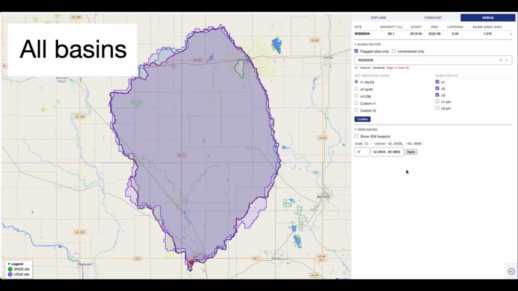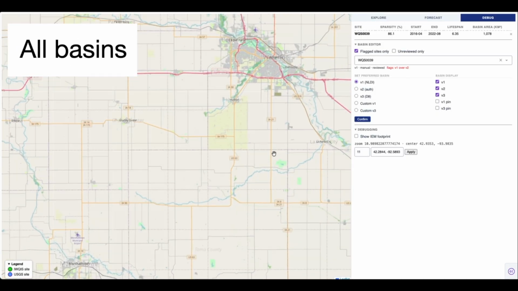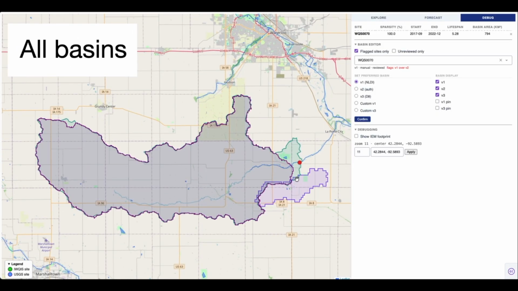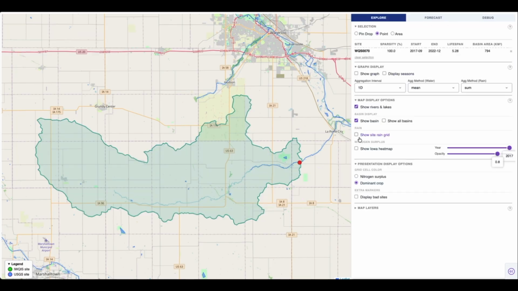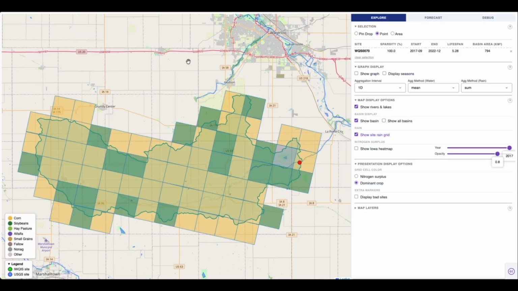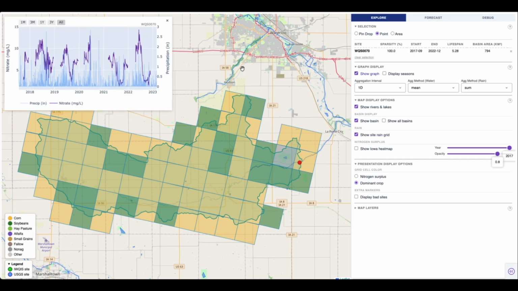For most sites, these 3 basin choices agreed, but for many others, they were quite different. It was important to get this right, so we manually went through our sites and picked the basins that made the most sense. We then layered crop, soil nitrogen surplus, and daily weather data onto our basins, all stitched together onto a common grid, which you see here with cells colored by dominant crop type. Here we're also displaying a graph of the sensor's nitrate and precipitation data for completeness.